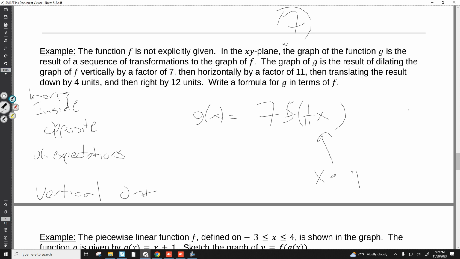Now, translating down 4, everybody, translating down 4, where does that go? Go, write it. Minus 4 on the backside, correct? And then, finally, write 12.